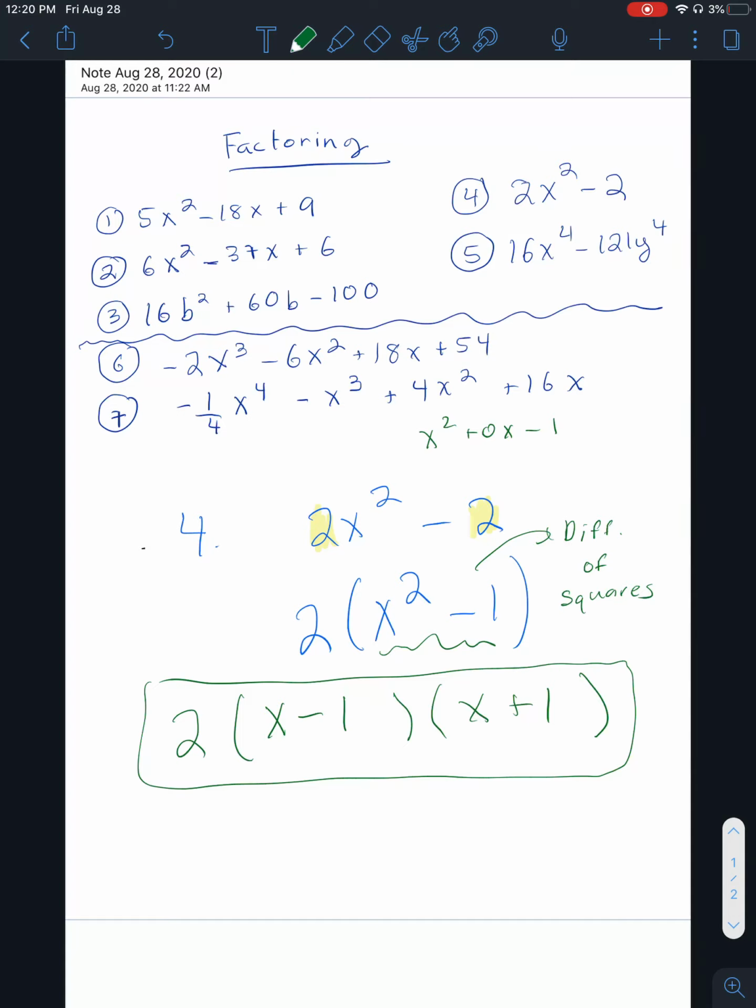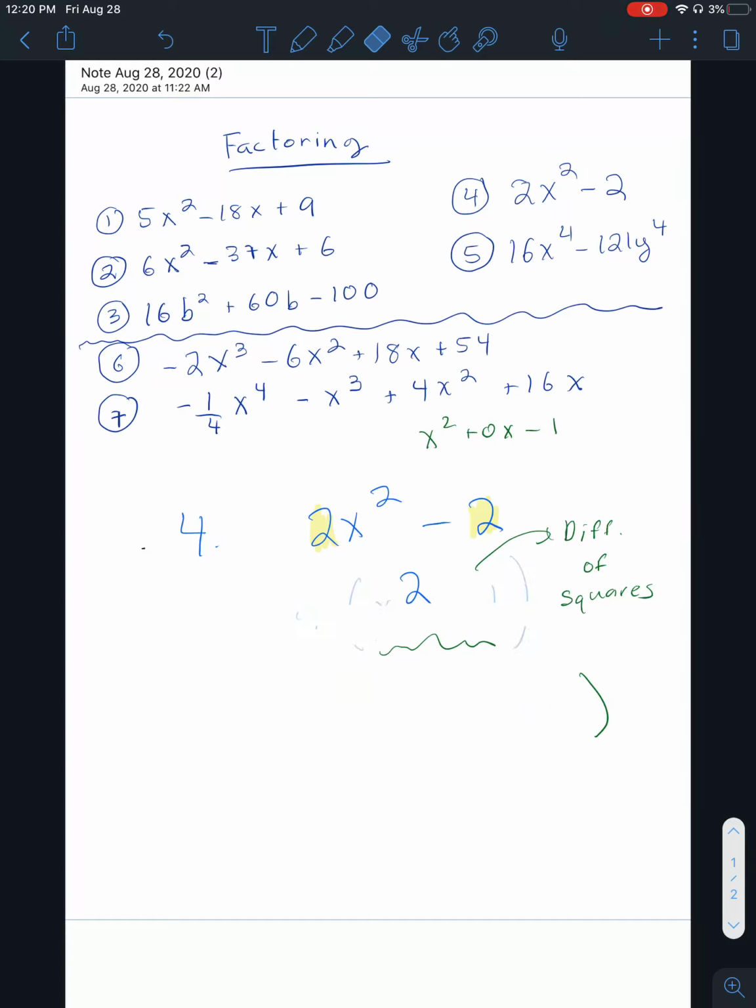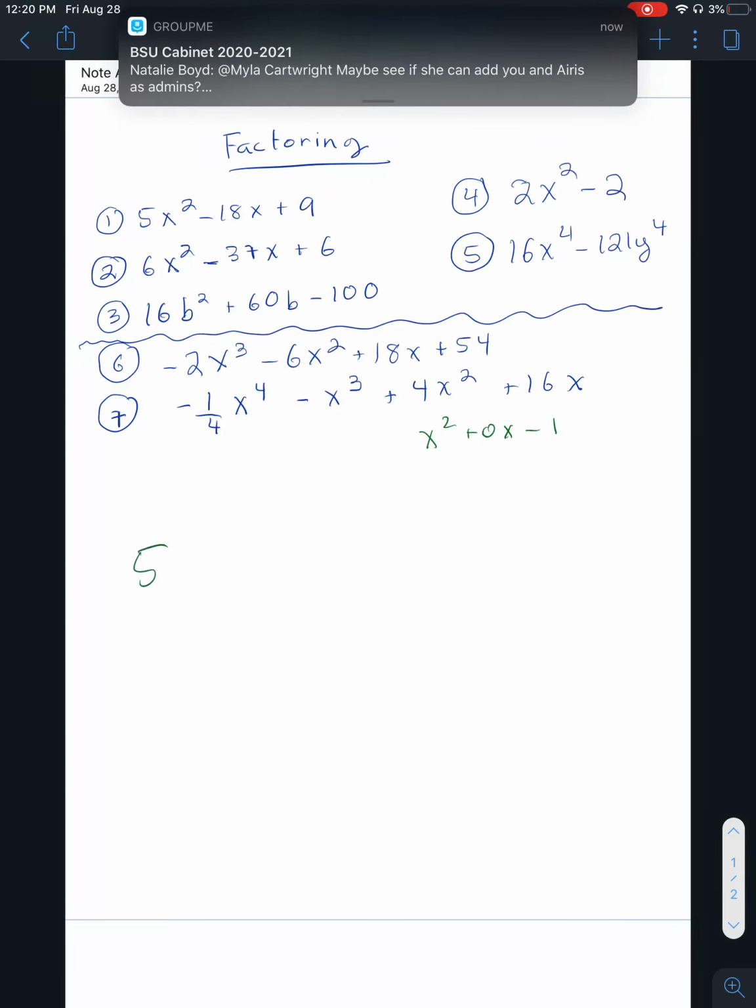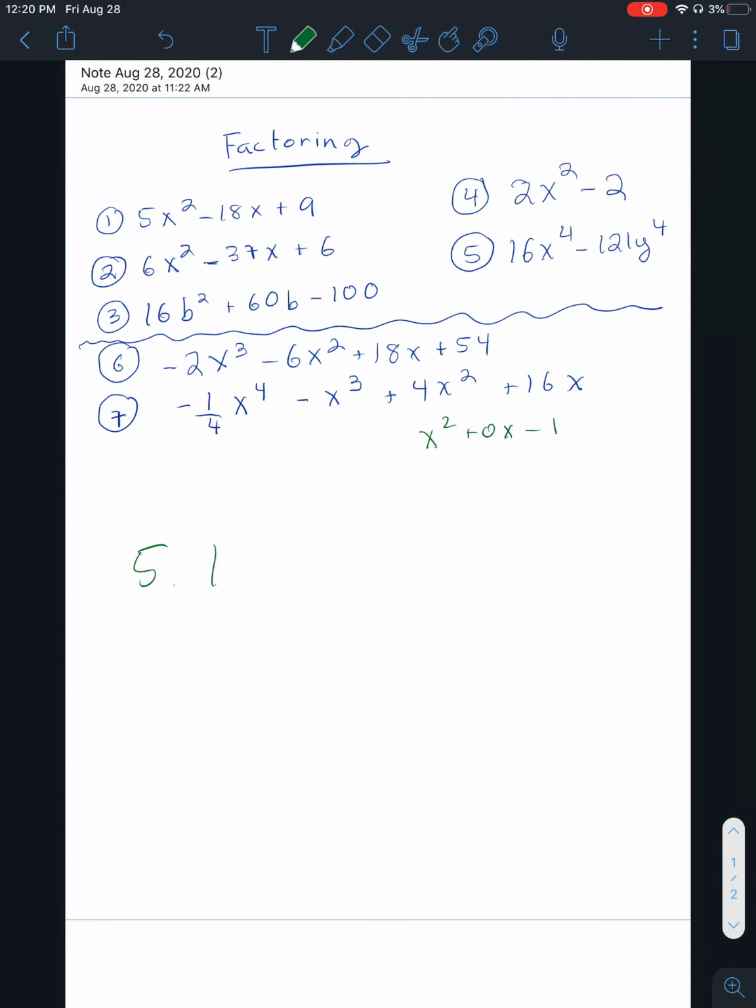And then our last example is number 5. Okay, and this is another one that looks different, but there's so many suspicious things here. So for instance, you should be suspicious that 16 is a perfect square and 121 is a perfect square. So that kind of just gives me a hint, maybe I might be able to do difference of squares here.